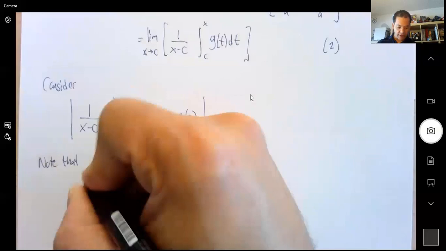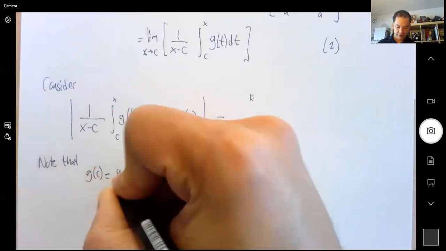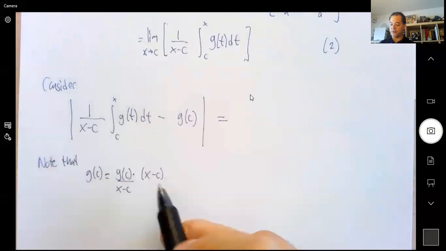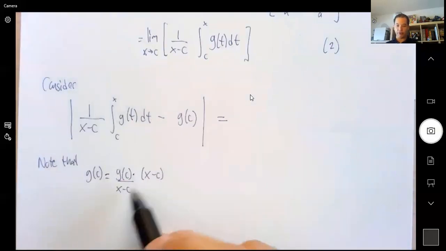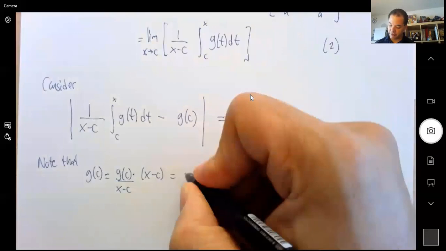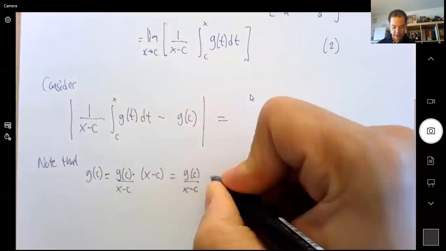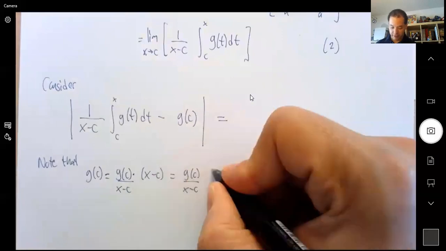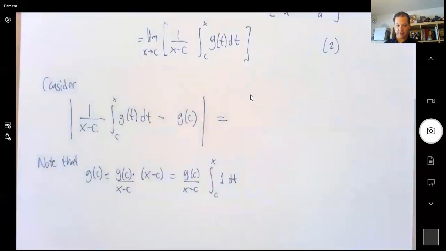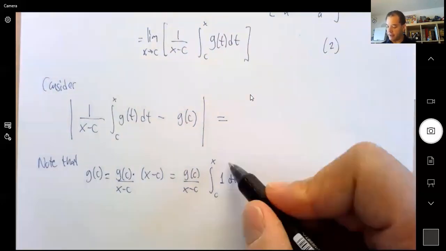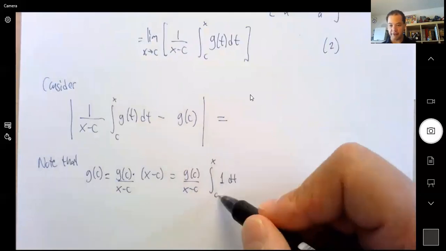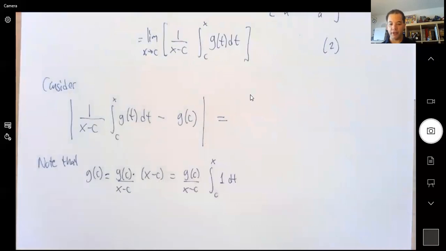See, g of c, I can write as g of c divided by x minus c, multiplied by x minus c. Because x will approach c, so it's not equal to c, so this is not zero, I can multiply and divide by it. It's like a one. And the reason I'm doing this is because I can write g of c over x minus c, and then this x minus c I'm going to write as the integral of the function 1 from c to x. Is that clear? If I do this integral, what is the integral of 1? t. And then you evaluate t from c to x, so it will be x minus c, precisely that. It's a simple thing that we're doing here.